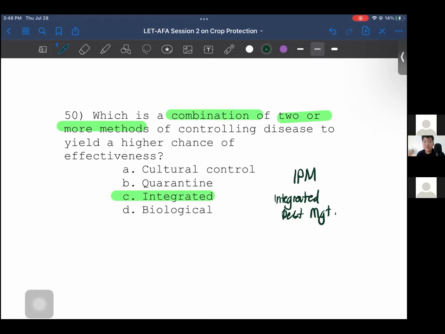An example of this is BT corn. You can use BT corn, which are genetically modified na corn, para, kasi yung mga yon, hindi na sila aatakihin ng Asiatic corn borer, which is ayun talaga yung problema ng corn industry ever since. So, yeah, that is an example of integrated pest management. It is a combination of two or more methods in controlling disease. So this is very important for a farmer to know.